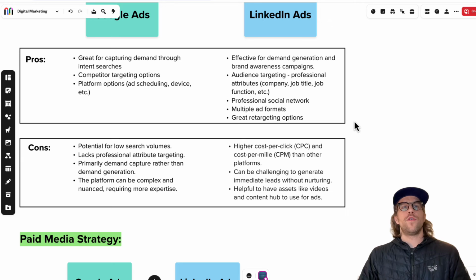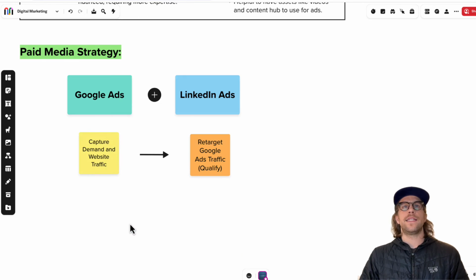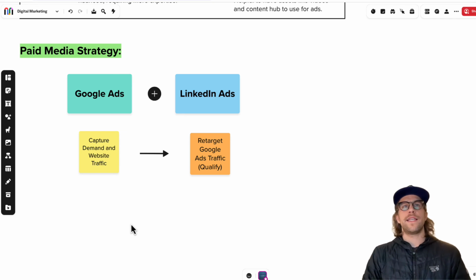And next, I just wanted to go over a quick paid media strategy utilizing Google Ads and LinkedIn ads. So in this case, it can be really great if you're running Google Ads and you have a lot of traffic coming from Google Ads, or even say from organic. You can be capturing that demand off Google Ads, and then you're also getting people visiting your website that aren't maybe buying your product or service, or they're not submitting a form. But you could then utilize LinkedIn ads to retarget that traffic. So you can retarget the Google Ads traffic on LinkedIn.